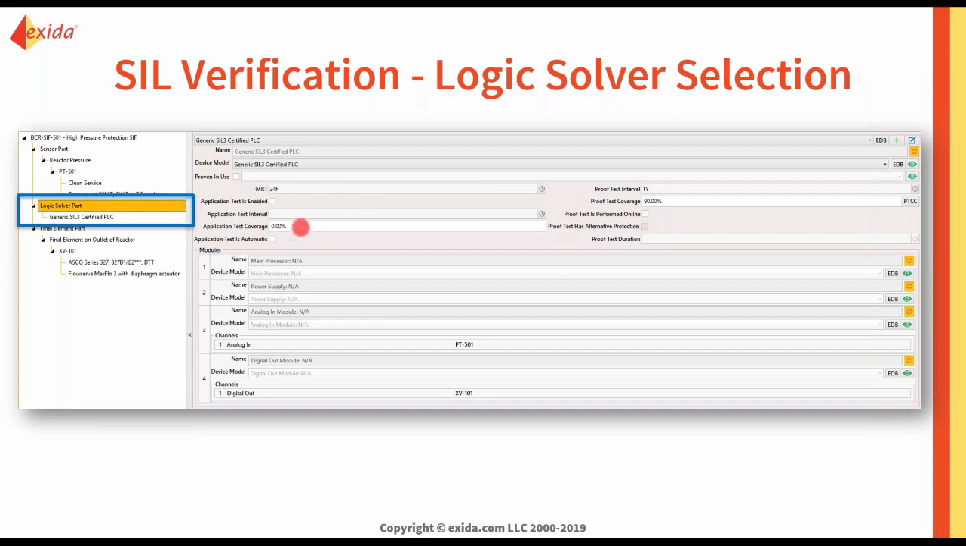You also have an application test here as well in case you're performing another proof test or functional test on your logic solver. Finally, you'll notice that Silver is keeping track of the different modules in the logic solver. So you have your main processor, your power supply, and your analog in, digital out channels. So here you can see the sensor and the final element have already been modeled in this case, so you can see which modules they land on. And we have options that dictate that in exSILentia as well.